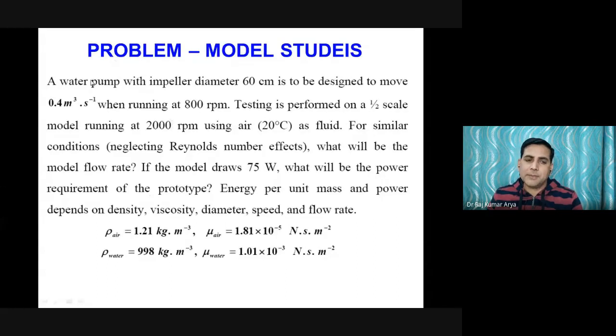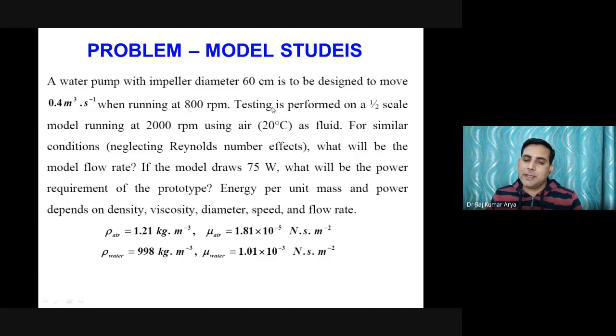What you have here: a water pump with an impeller diameter of 60 centimeter is to be designed to move 0.4 meter cube per second. So this is the flow rate. This is the diameter of the impeller when running at 800 RPM. Okay. Testing is performed on a 1/2 scale model. This was the actual one, the 60 centimeter, which can give you this much flow rate at 800 RPM. This is your actual prototype.